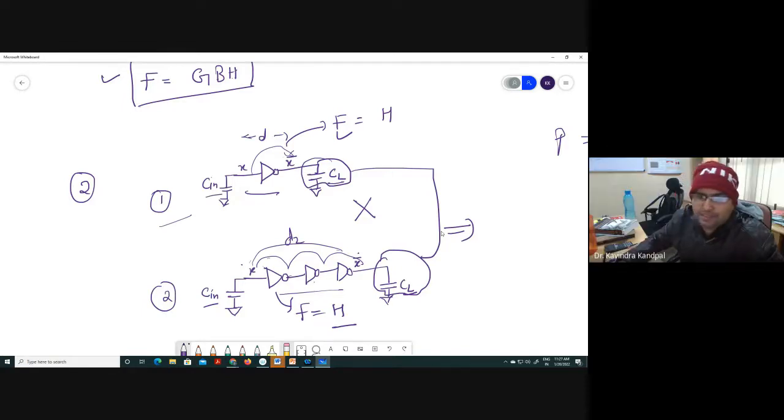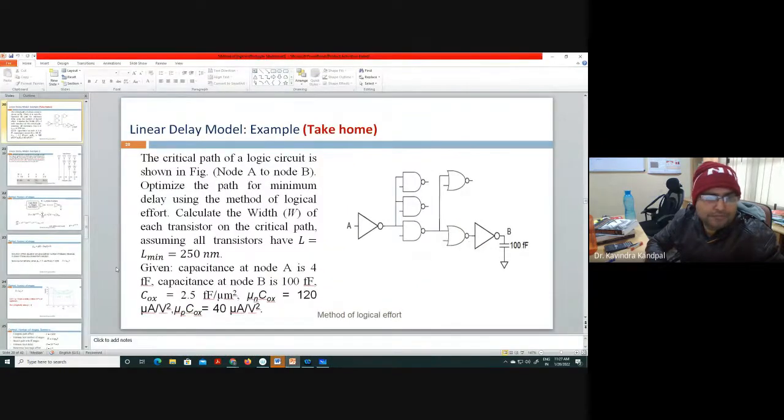And soon you will see that the thing which looks very obvious to us, that one inverter is going to give you the least delay, may be yes, may not be yes, totally based upon H. That is the electrical effort. That is what load it is driving. Is it driving a small load? A moderate load? Or a bigger load? So soon we will start addressing it. So let me start it now.